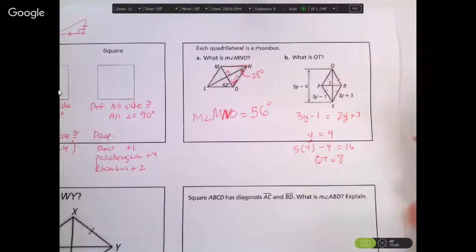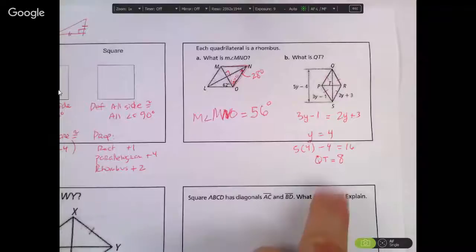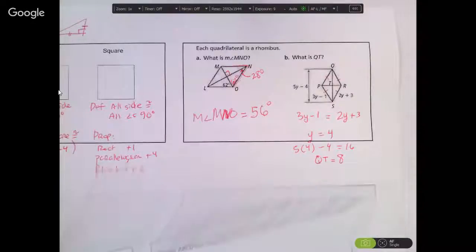What's the difference between QT and QT with a bar? QT with the bar is the segment, and QT without it is just the measurement, the distance. But if we did put the line over it, I wouldn't.